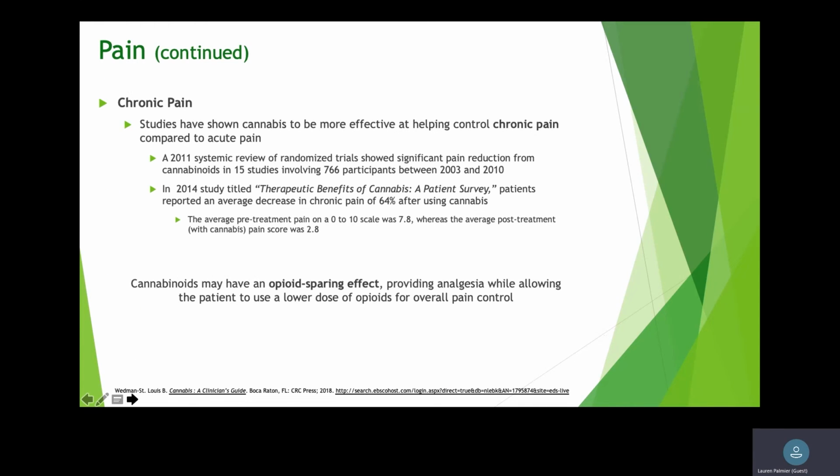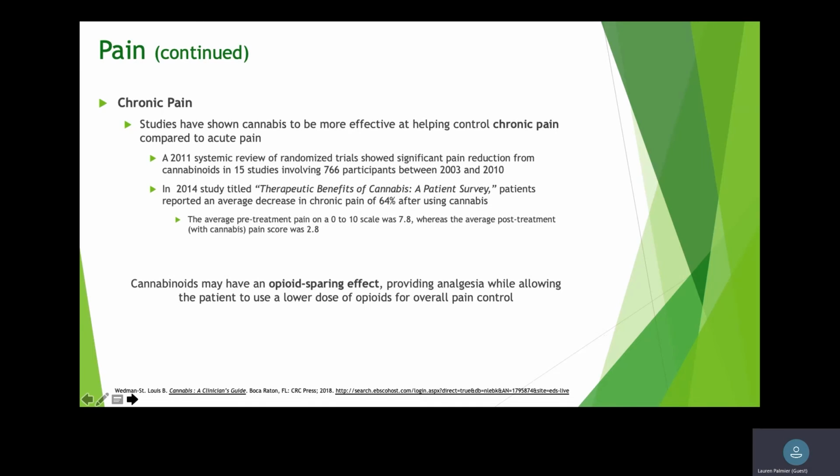So continuing on pain, with chronic pain, there have been studies that have shown cannabis to be more effective at helping control chronic pain compared to acute pain. There was a 2011 systematic review of randomized trials showing significant pain reduction from cannabinoids in 15 studies involving 766 participants between 2003 and 2010. In a 2014 study, patients reported an average decrease in chronic pain of 64% after using cannabis.